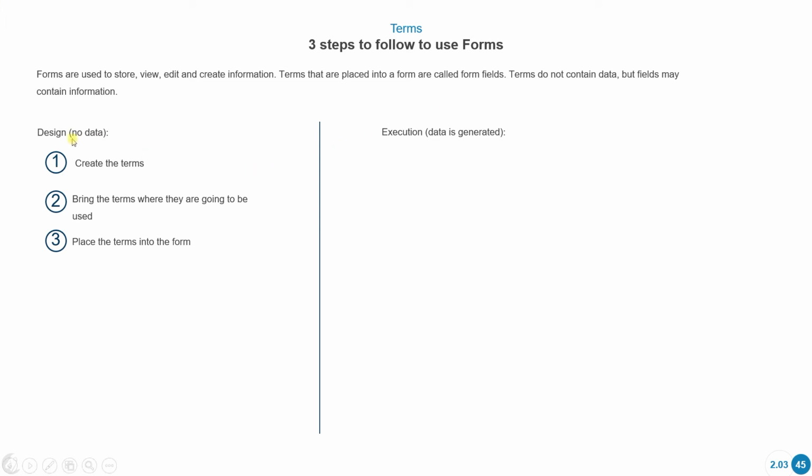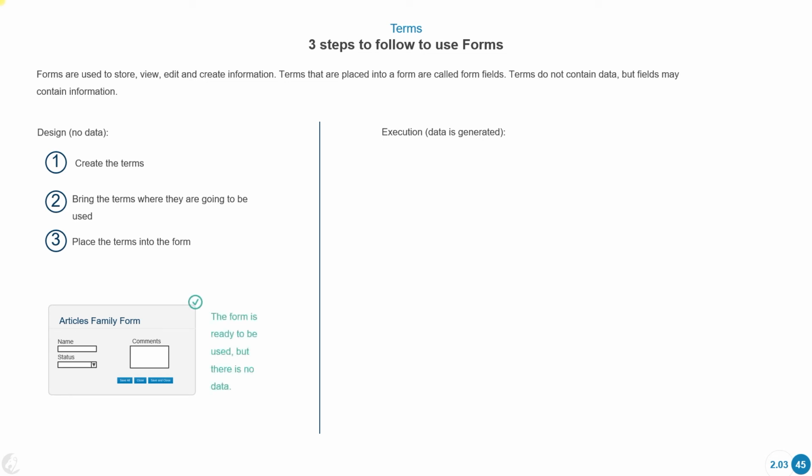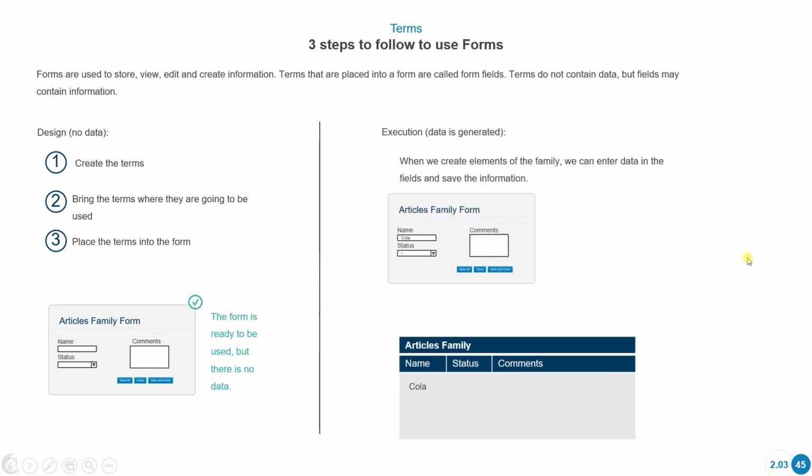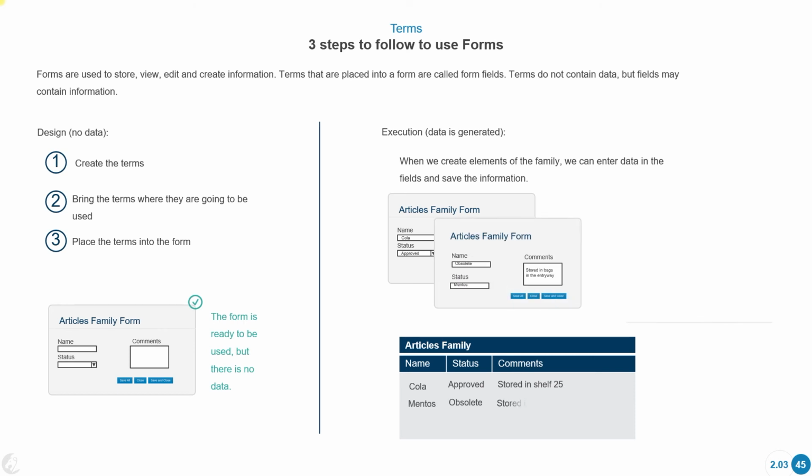There is the design, where there is no data. We create the terms, bring them where they are going to be used, and place them in a form. The form is ready to be used, but there is no data. We generate the data in execution. When we create elements of the family, we can enter data in the fields and save the information. The data saved in each record of the family is called register.